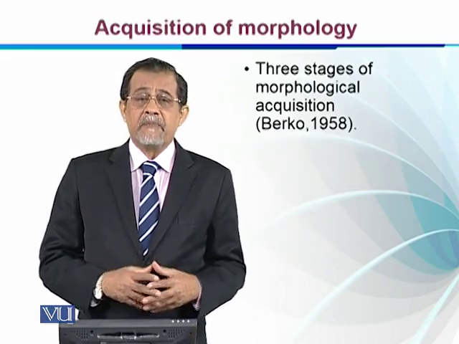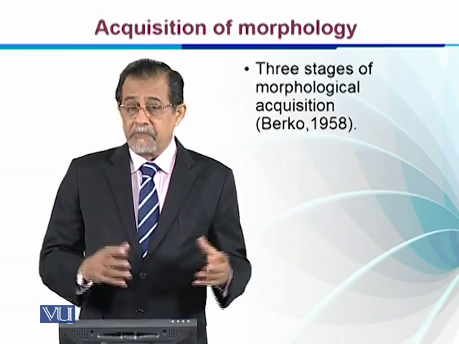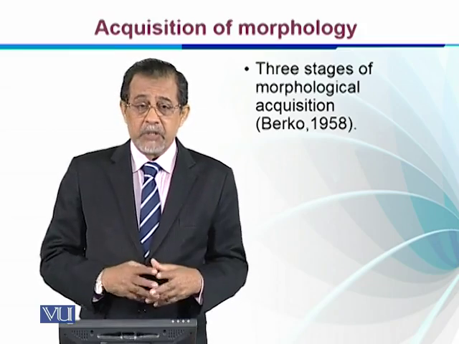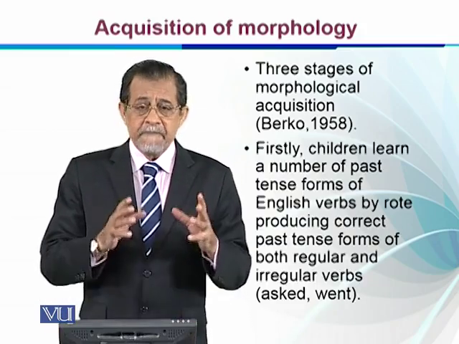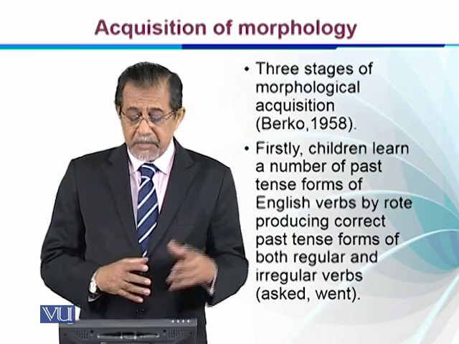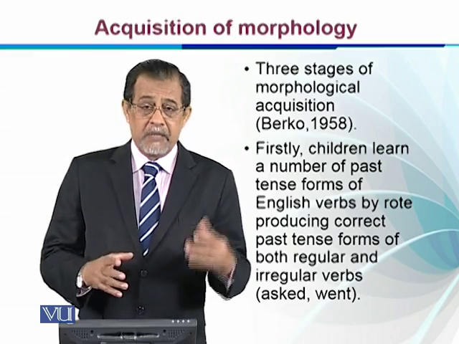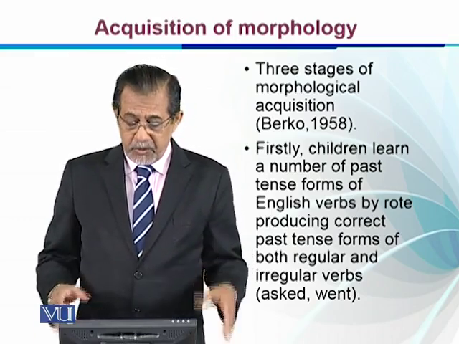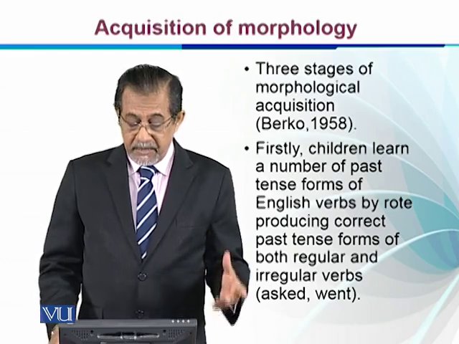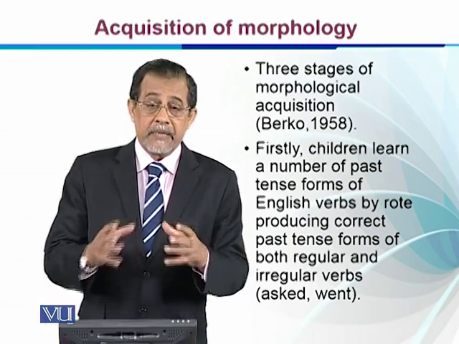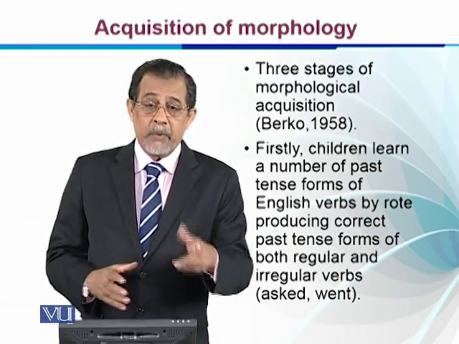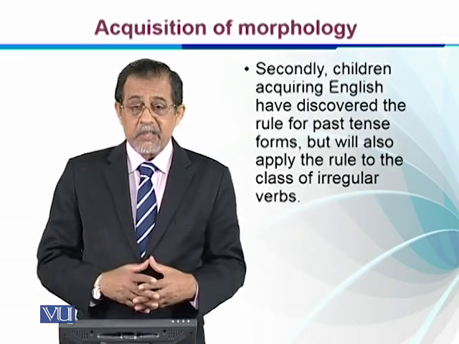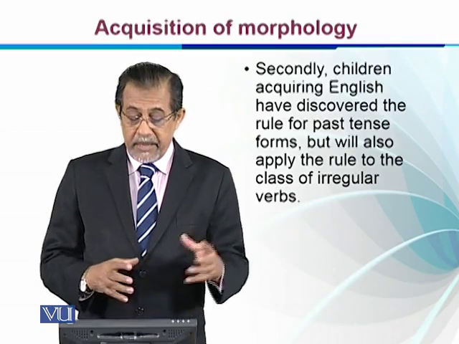Three stages of morphological acquisition. So Berko says that there are three stages of morphological acquisition of a child. Firstly, children learn a number of past tense forms of English verbs by rote. So go and went are learned by rote, right? Producing correct past tense forms of both regular and irregular verbs. So they can correctly use played and went, asked and went.